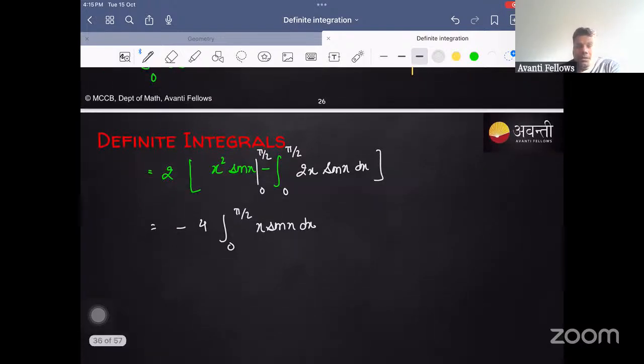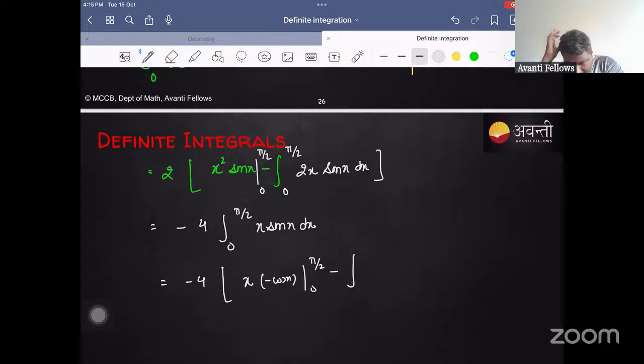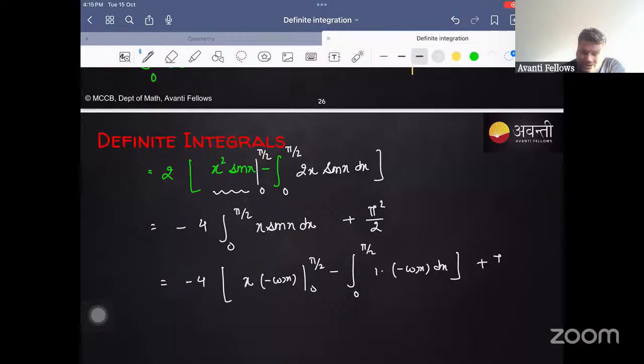Now use by parts once again. So minus 4 times first into integration of second, limit is 0 to pi by 2. Just a moment. This is not 0 at pi by 2, isn't it? So here an extra term will come, pi square upon 2. Pi square by 4 into 2 times, so it is pi square by 2. So x into minus cos x from 0 to pi by 2, minus integration of derivative of first, 1, into integration of second, minus cos x dx. And along with this pi square upon 2.